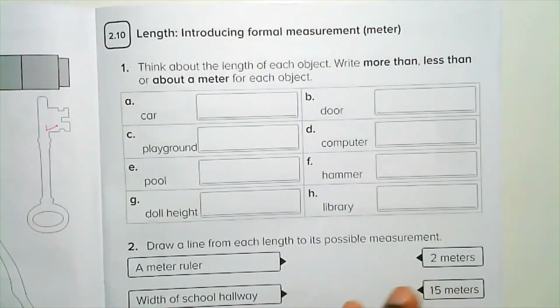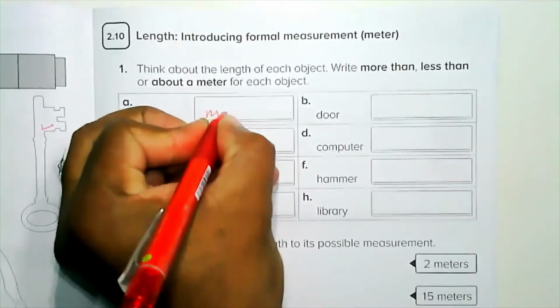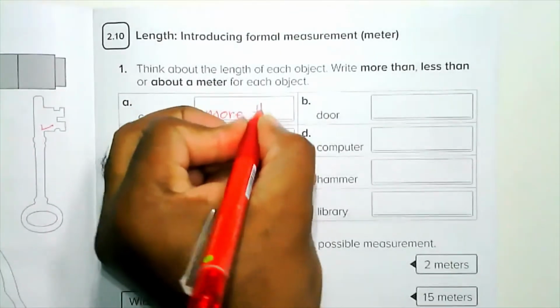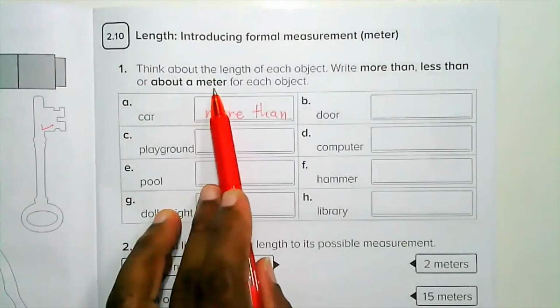Number 1, think about the length of each object. Write more than, less than, or about a meter for each object. Part A, car. The car is more than. So we write more than 1 meter.